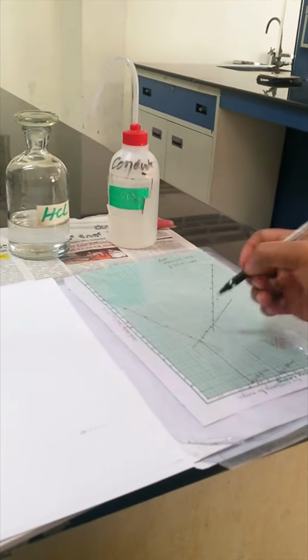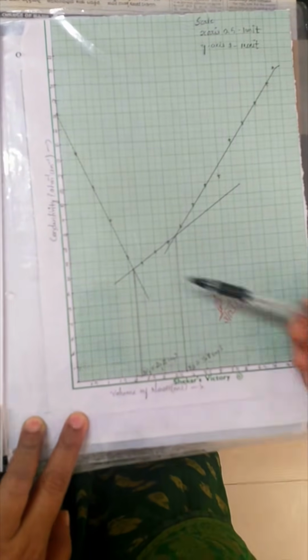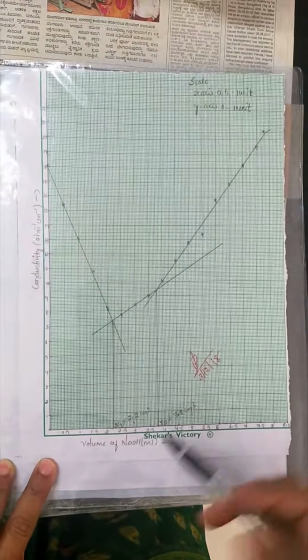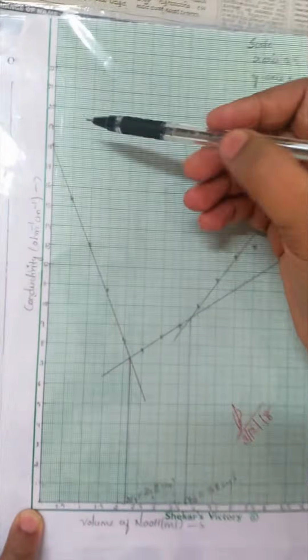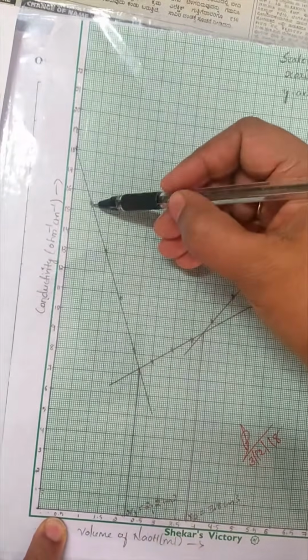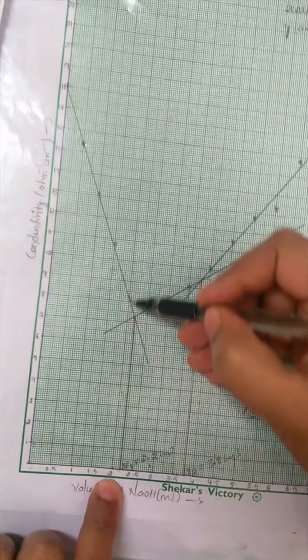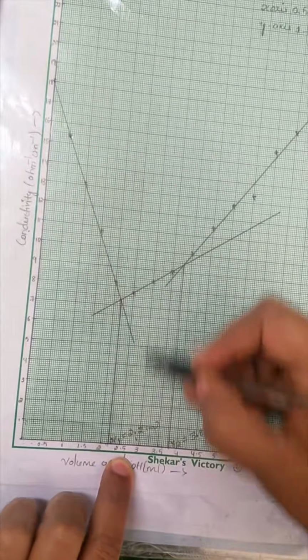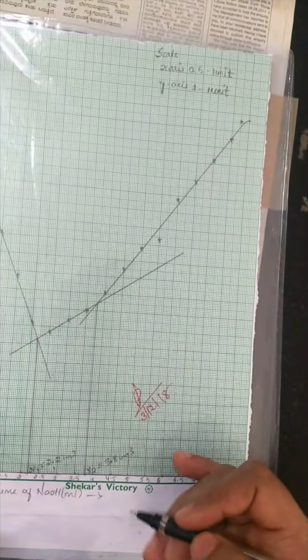So I am showing a sample graph, it is already done and kept. Here in the graph we have to take volume of NaOH on the x-axis and conductivity on the y-axis. For us the first reading is 0 volume of NaOH, the conductivity is 19.5. So like that we have to mark it. Then for 0.5 ml, we have to mark the conductivity. Next 1 ml, then 1.5 ml, then 2, then 2.5, 3, 3.5, like that we have to mark all the points up to 10 ml.